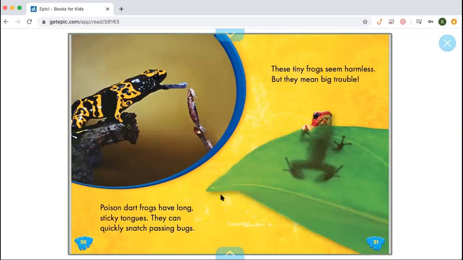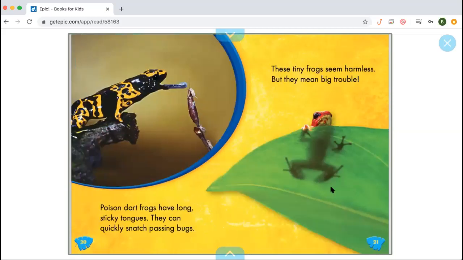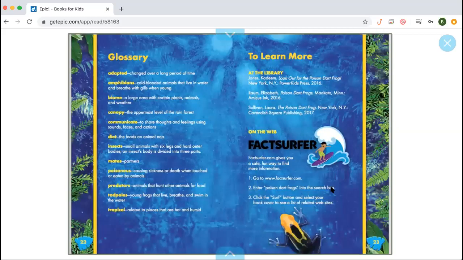So remember, they have sticky feet to help them climb, and a sticky tongue, because look how they have to stick that tongue far out to get that bug. And it also said that what they eat makes them poisonous. These tiny frogs seem harmless, but they mean big trouble. And that's the end of the book.